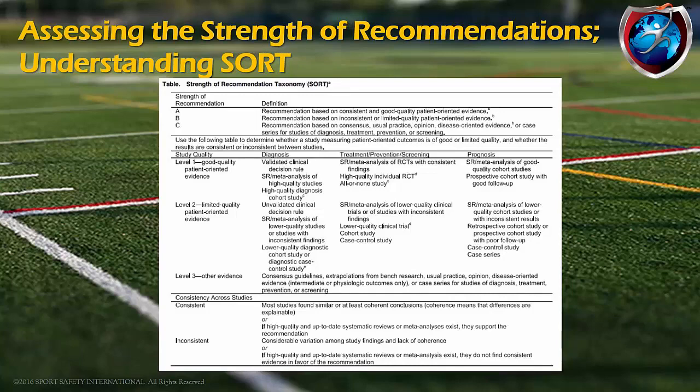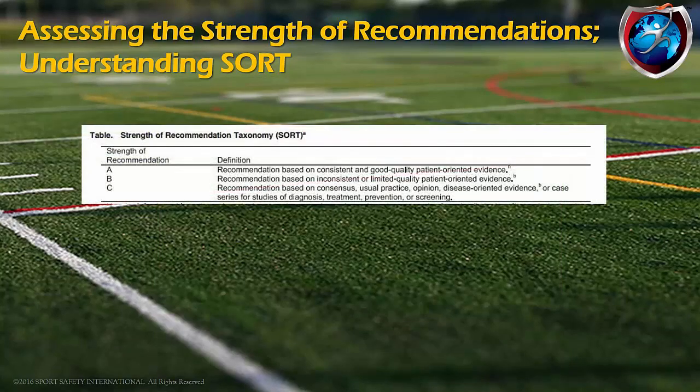Strength of recommendation taxonomy, or SORT, is utilized to evaluate the strength of a recommendation. Recommendations should be based on the highest quality of evidence available. SORT will be utilized to evaluate the quality of the recommendations that are made based on current published literature in order to provide the learner with the most up-to-date perspective of the strength of recommendation. Level A recommendations are based on consistent and good quality patient-oriented evidence.